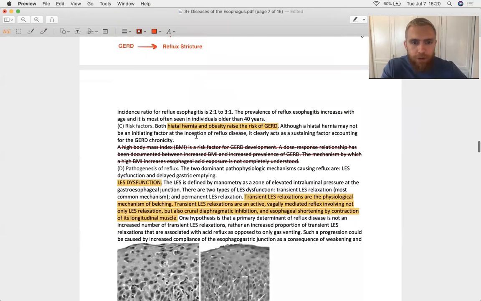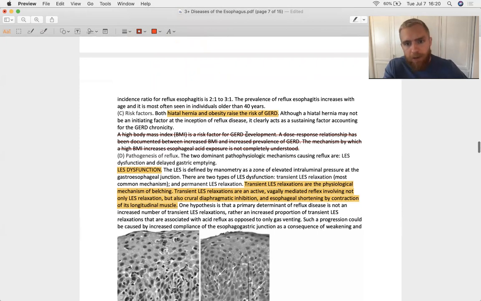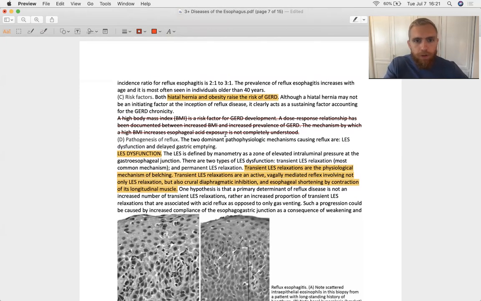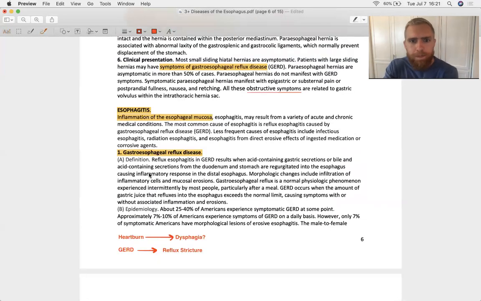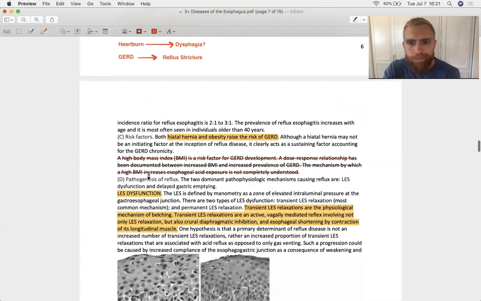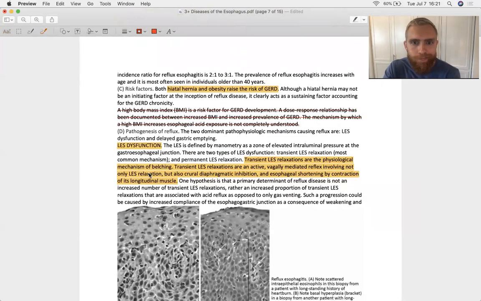Two big risk factors, hiatal hernia and obesity, raise the risk of gastroesophageal reflux disease. Hiatal hernia should make sense. Again, you're looking at this here, it's so much easier for stomach acid to go upwards whenever it doesn't have to make it through the bottleneck of the diaphragm. And then obesity. Beats me.